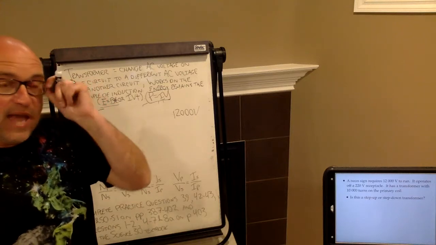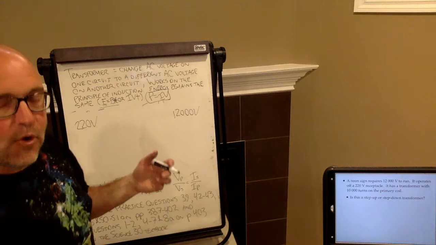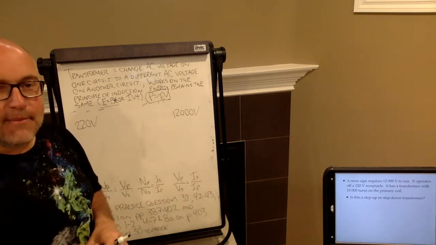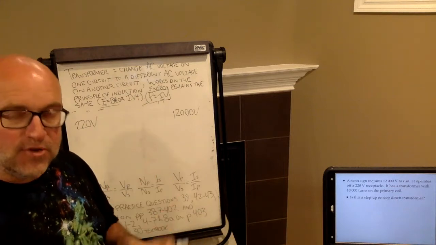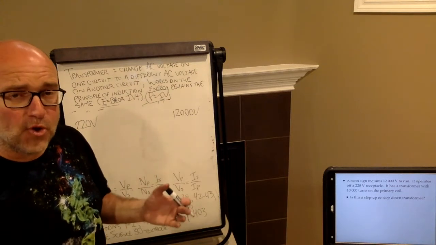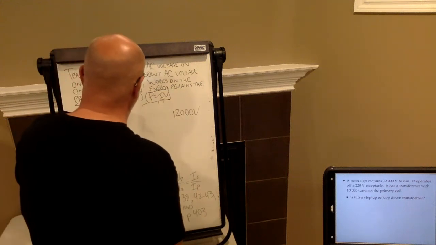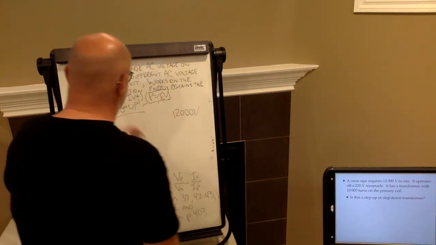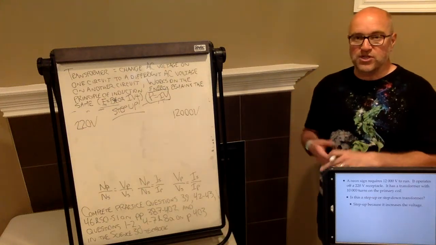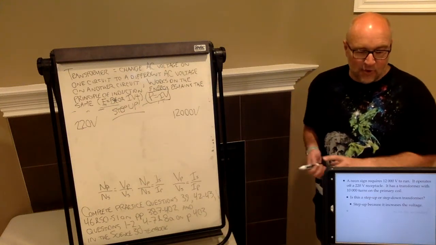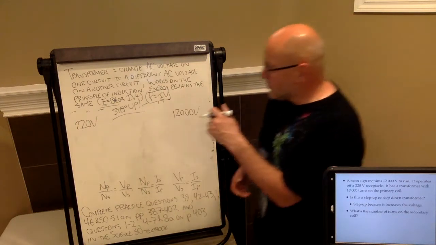So my voltage is actually increasing. It's stepping up. Remember, the coils are proportional to the voltage. So if the voltage is going up, my coils are also going up on the secondary coil. So this is definitely going to be a step-up transformer, no question whatsoever, because the voltage is increasing. We know it's a step-up transformer. What's the number of turns on the secondary coil? Here's where things get interesting.